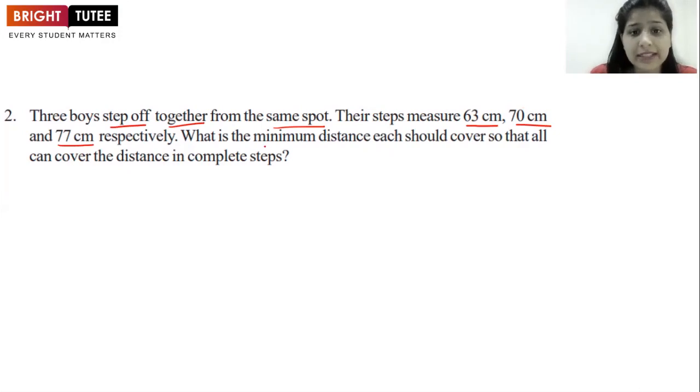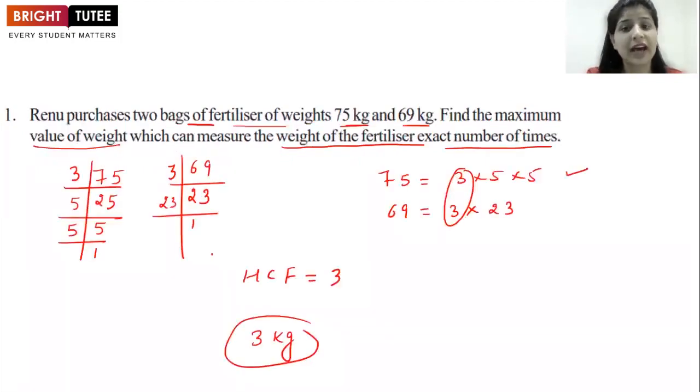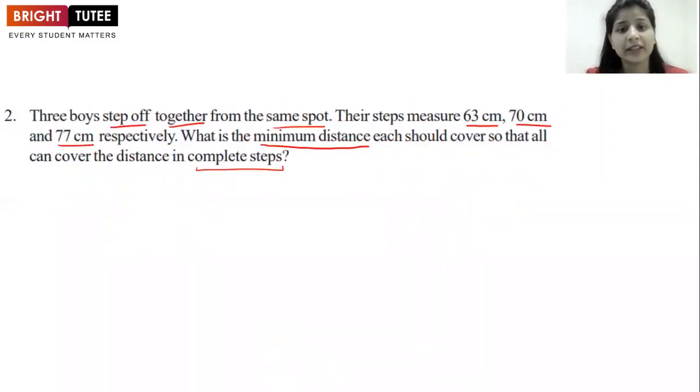Clear? They're asking us to find the minimum distance each should cover so that all can cover the distance in complete steps. So whatever the total distance is, they can cover it in complete steps. So we have to find the minimum distance. Now in the previous question, we were asked about the maximum, so we applied the HCF. But here they are asking minimum distance. For minimum, for least, we do the LCM. So let us find the LCM of these.